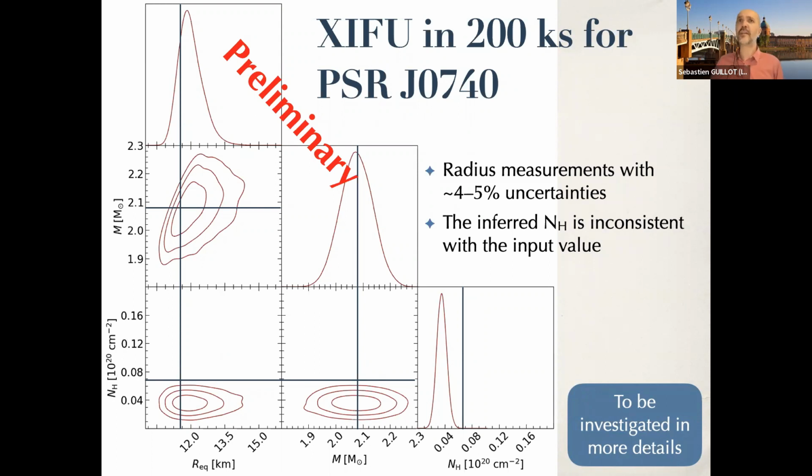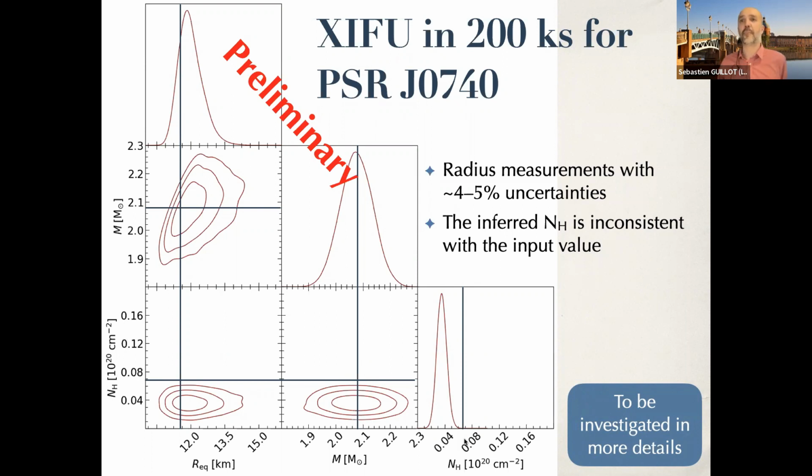There's a question here, the fact that we find an NH that is inconsistent with the input value. The input value was close to 0.06, times 10 to the 20, and we find a value that is inconsistent with that. So we need to investigate this in a bit more detail. I would expect XIFU to be able to constrain NH fairly precisely, using the absorption edge of the interstellar medium. We need to look into how this can be done.